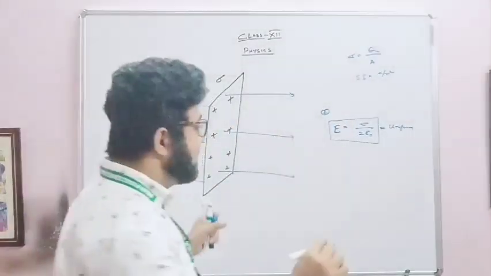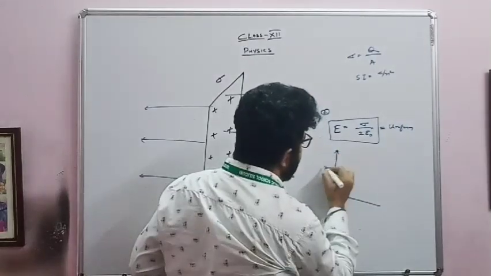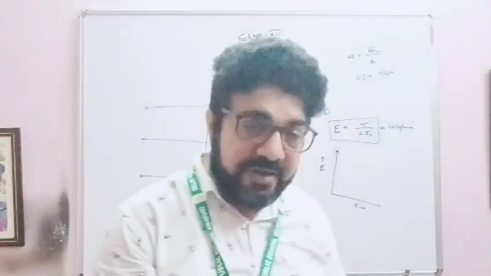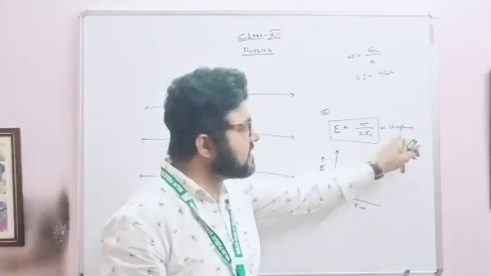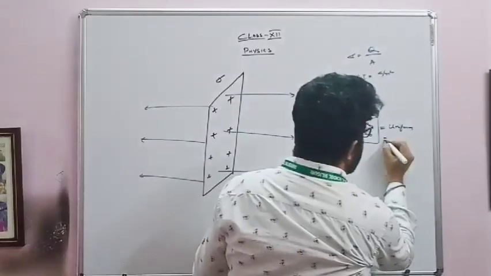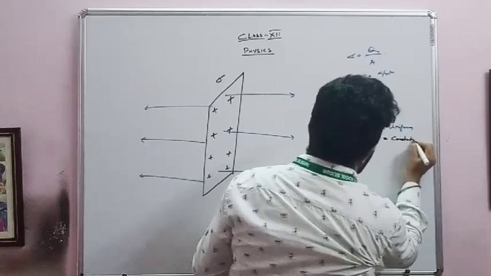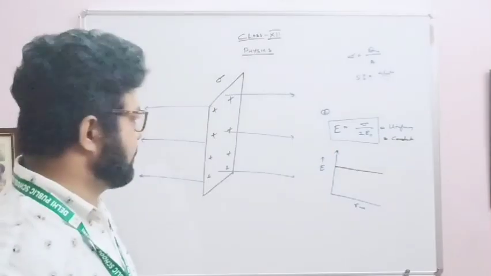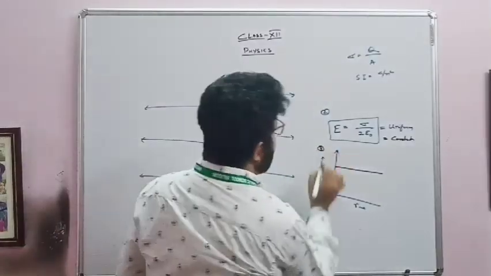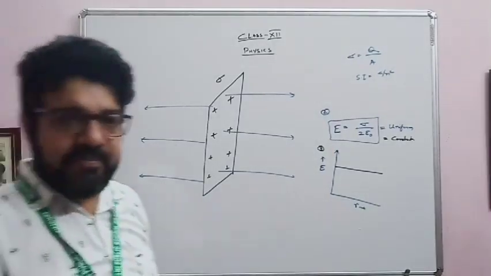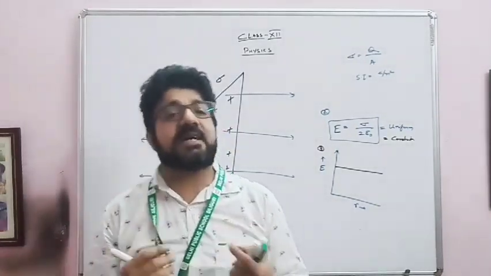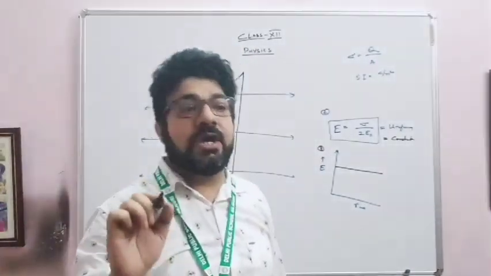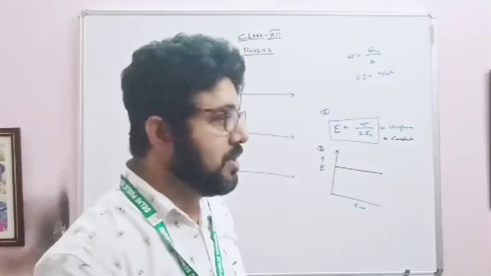Now the third question, they can ask you, draw the electric field versus distance graph. Draw electric field versus distance graph. And as it is uniform, what do you mean by uniform? The value is constant. And as the value is constant, you can write constant. Now, this is the third question they can ask you. Now again the fourth question, and believe me, the CBSE board has already asked this type of question so many times. So these are very, very important.